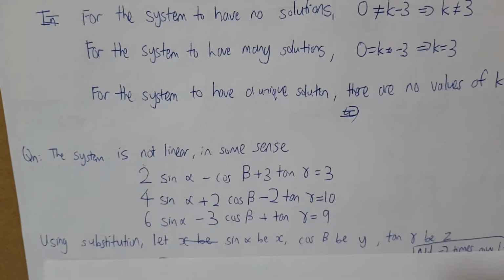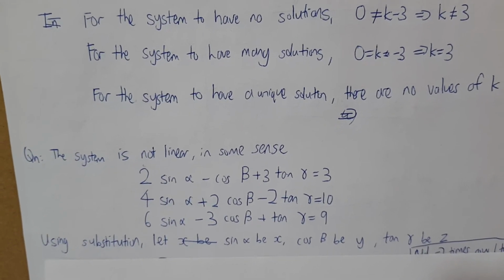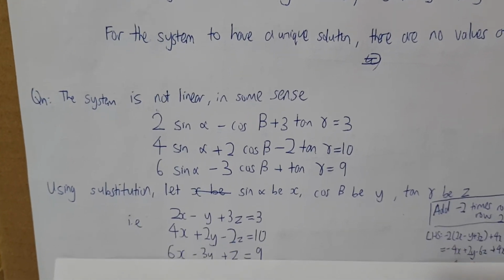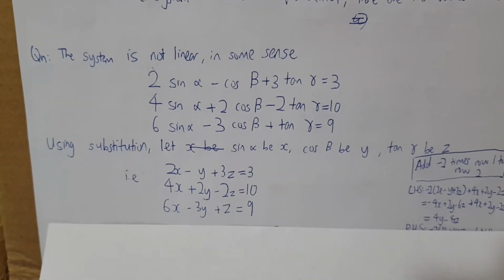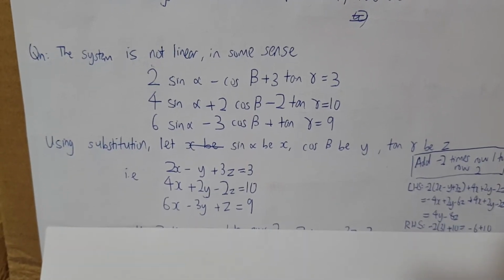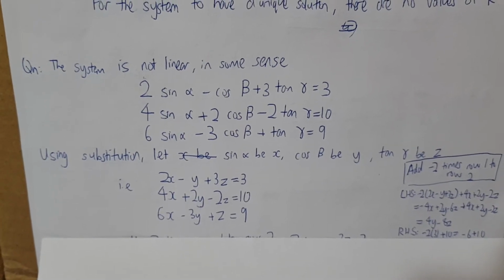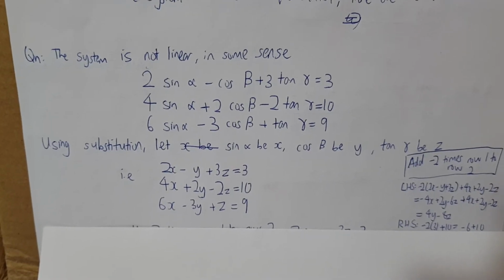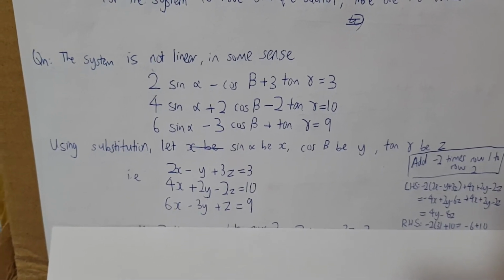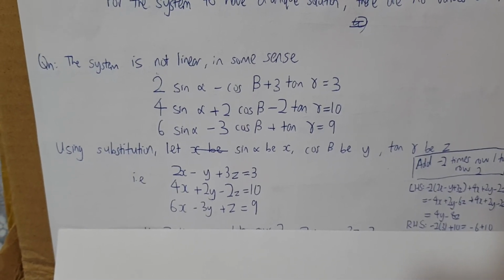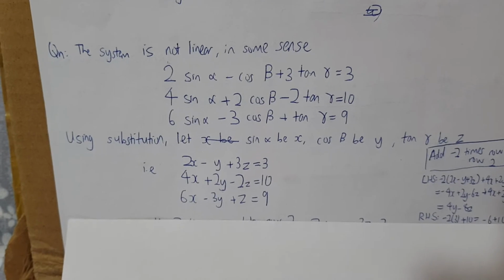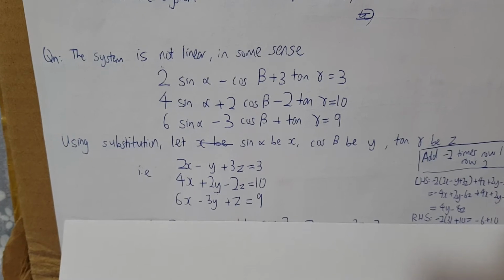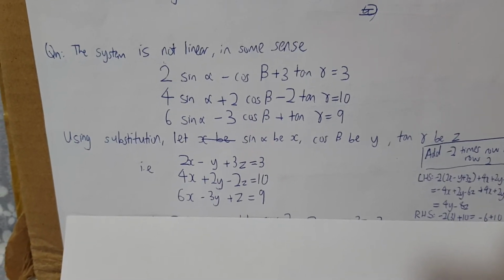We let sine theta be x, cosine beta be y, and tangent theta equal z. So we get this form: 2x minus y plus 3z, and 4x plus 2y minus 2z, and 6x plus 3y plus z. Now we want to eliminate the x variable in the second and third rows. Looking at the x variable, the coefficients are all in ascending order, which is easier, so we don't need to swap any of the rows.